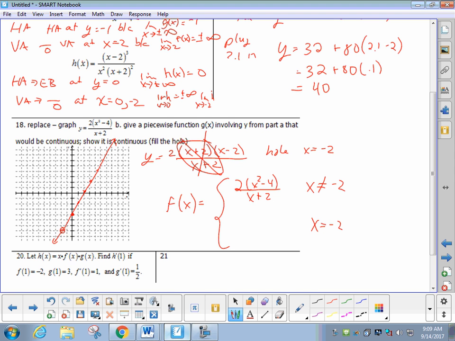Negative 8. Now you could do that graphically. You could also do it limit-wise. You know that the limit as x goes to negative 2 of that function is what happens as you remove the hole. If you go to negative 2, doesn't this want to be negative 8? And so the limit is negative 8. You fill the hole with the point negative 2, negative 8.